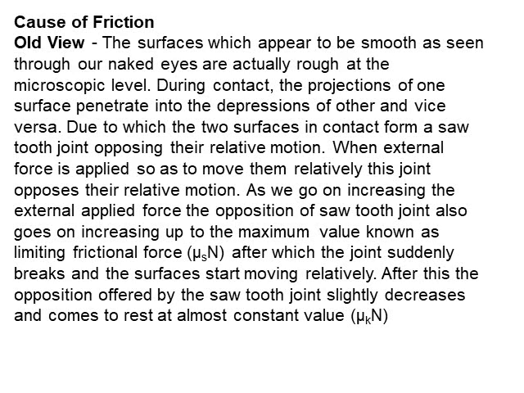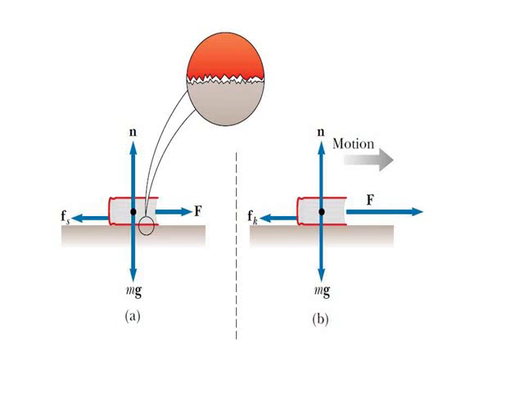As we go on increasing the external applied force, the opposition of the saw-tooth joint also goes on increasing up to the maximum value known as the limiting frictional force, after which the joint suddenly breaks and the surfaces start moving relatively. After this, the opposition offered by the saw-tooth joint slightly decreases and comes to rest at an almost constant value mu k N, which is known as kinetic frictional force. As shown.